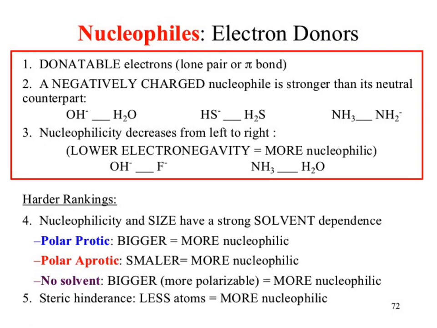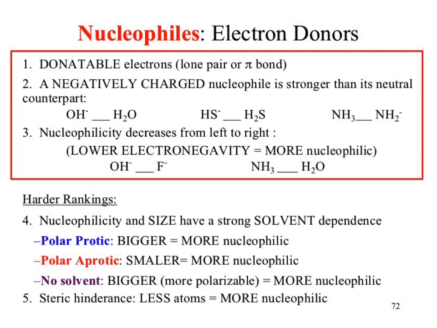Okay, we've got those identified up at the top, which is kind of fantastic, so we'll deal with those. You should already be good at those. The harder rankings come down here. Okay, size of nucleophiles becomes very, very challenging to deal with. And the reason it becomes challenging is because there's a huge solvent dependence.